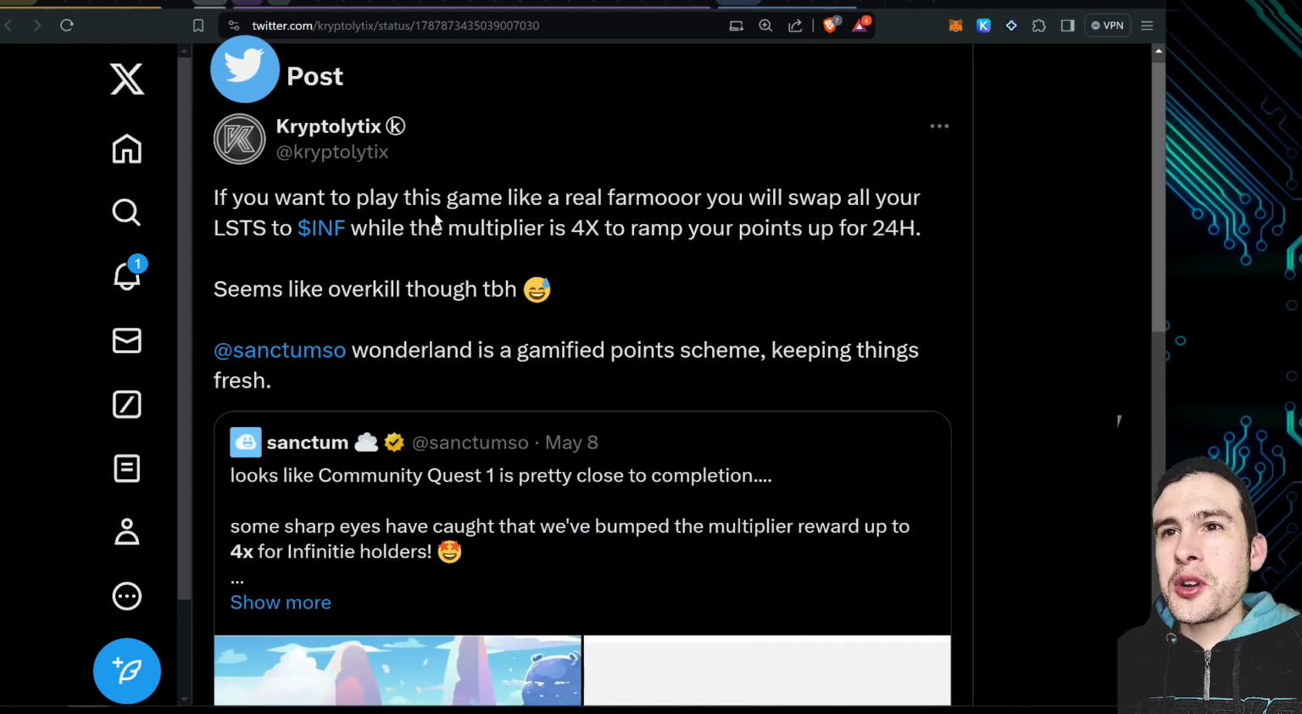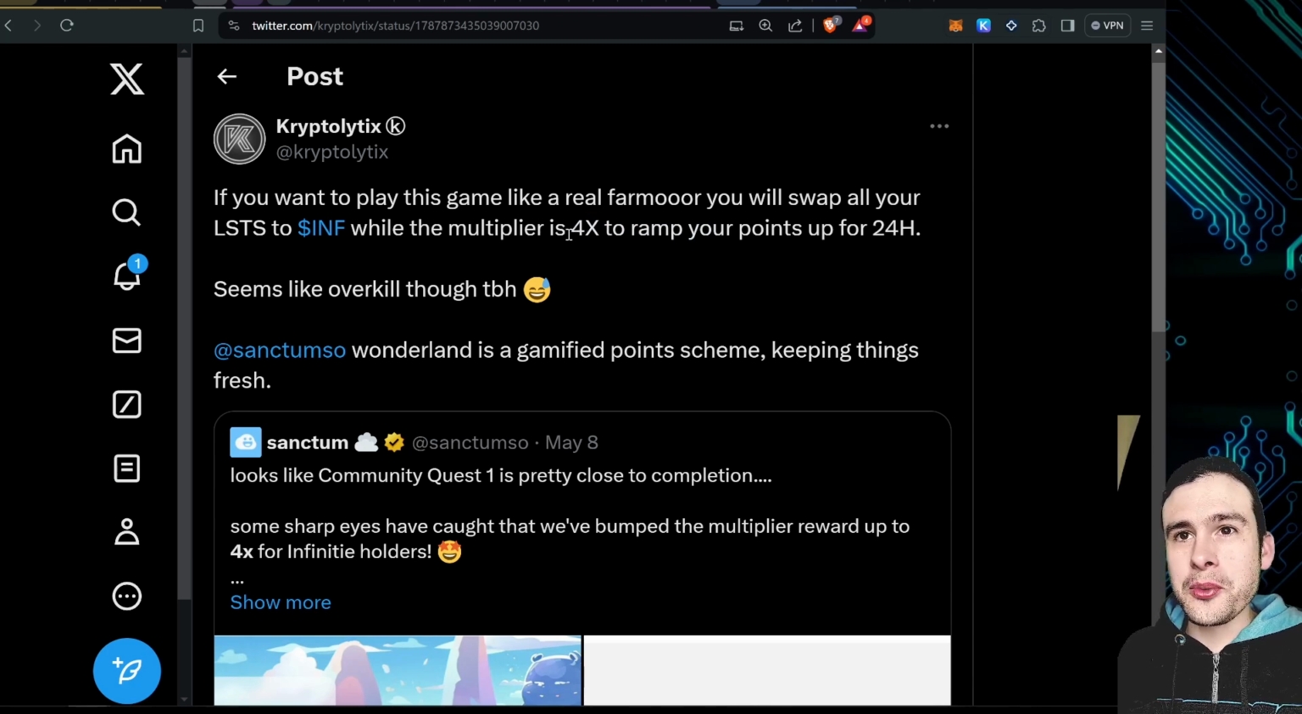And as I said here, if you want to play this game like a real farmer, you'll swap all your LSTs to INF while the multiplier is 4x over the weekend. There was a 4x points boost over the weekend, and I think I took advantage of that. I also bought more Sol over the weekend as well. Maybe it seems a bit overkill, but that's what I did. Sanctum Wonderland is a gamified point scheme, so it keeps things fresh and encourages that. So I figured, why not?